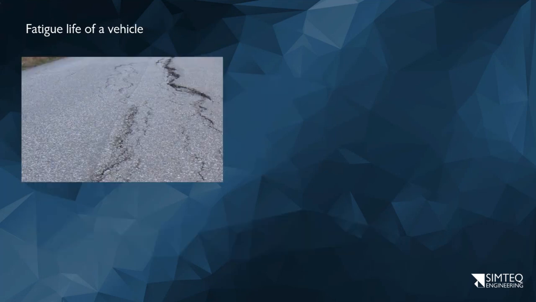So let's look at the vehicle, and we'll just look at traveling over different kinds of roads and the effect that will have on the fatigue life of a vehicle. On the left hand, in this, we have a pretty decent quality road. On the right hand side, you see potholes, and that will definitely impact how long it will last on the left hand compared to on the right hand side.